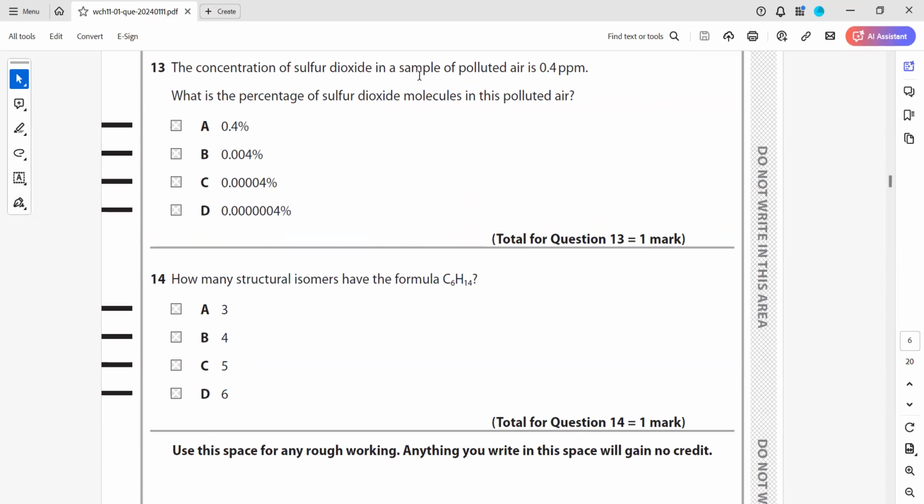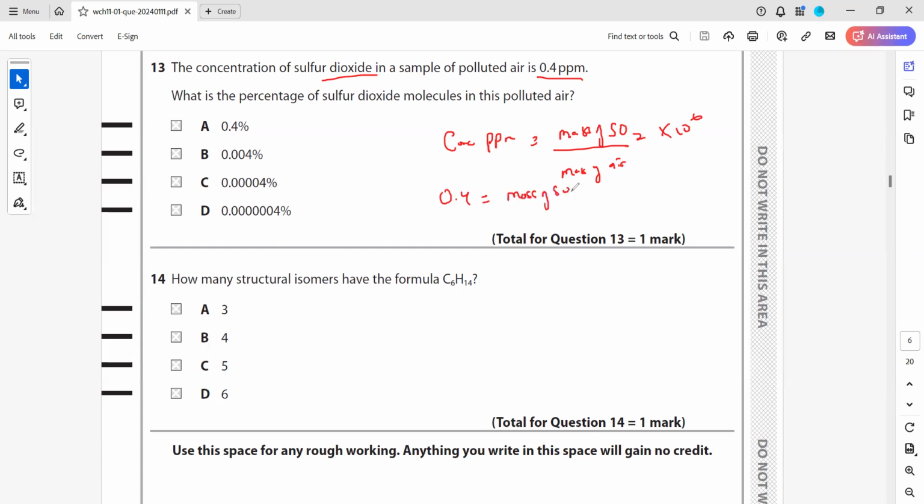The concentration of sulfur dioxide in a sample of polluted air is 0.4 parts per million. What is the percentage of sulfur dioxide in polluted air? So concentration in ppm is equal to the mass of solute, in this case sulfur dioxide, divided by the mass of the air sample, multiplied by 1 million. So concentration in ppm is 0.4.